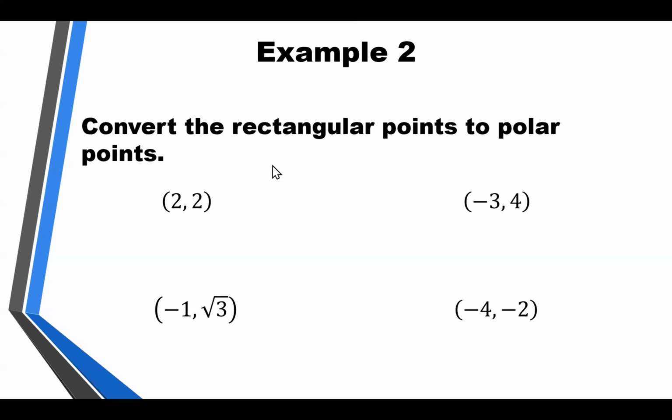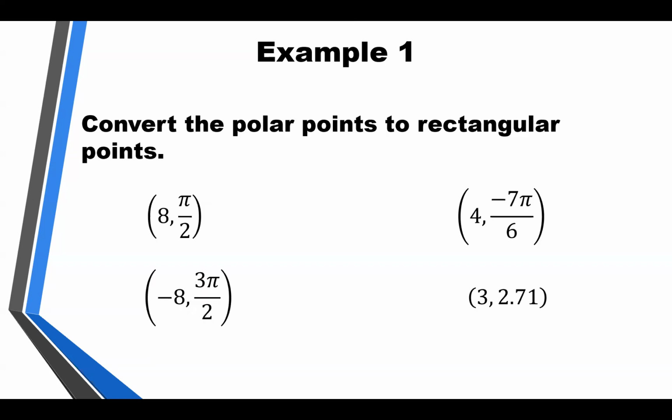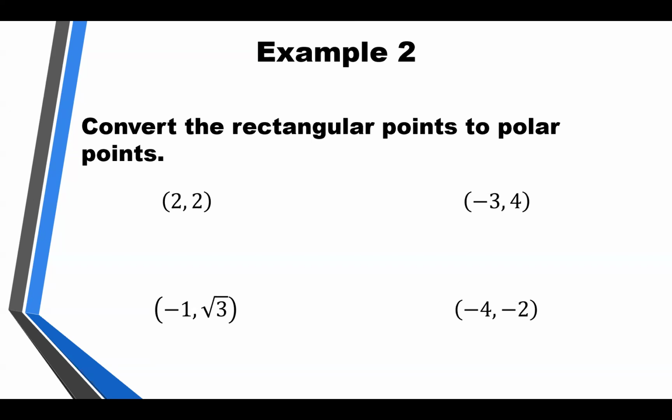That is how to convert points to points. We've converted rectangular points to polar points, and also polar points to rectangular points. The polar to rectangular is a little bit more direct because I don't have to worry about that inverse tangent versus inverse tangent plus pi.